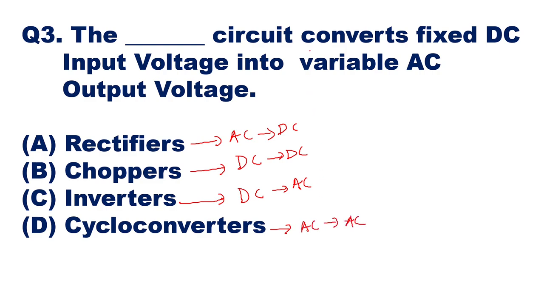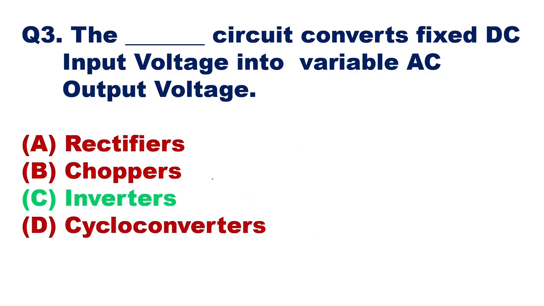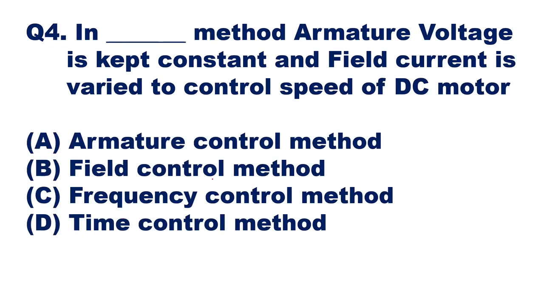Now in this question, it is asked which is the circuit which will convert DC into AC. So it will be option C, that is inverters. An inverter circuit converts DC input voltage to variable AC output voltage. So here we can have option C as the answer. Then we'll go to the next question, question number 4.